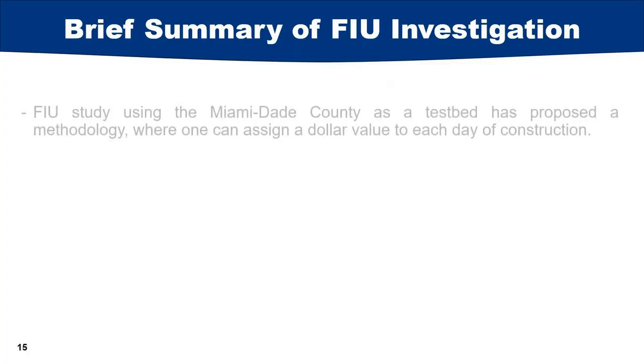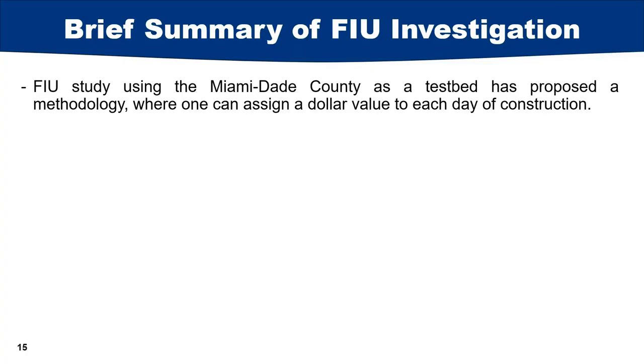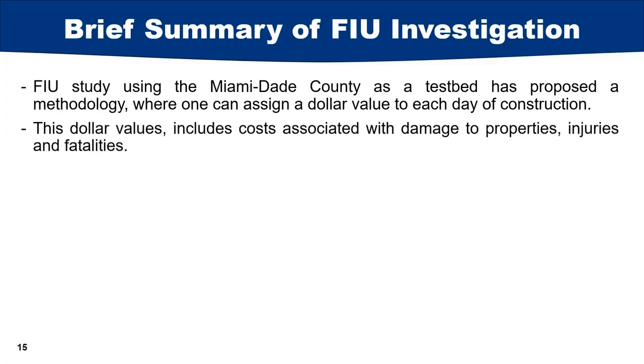Now, in order to develop this methodology, our group used Miami-Dade County as a test bed and proposed the methodology where you can assign a dollar value to safety, and I will provide you with one example to show what I mean by that. This dollar value that's associated with the safety aspect of the ABC really includes the cost of damage to properties, the cost of the injuries, and the cost of the fatalities. So by that I mean collecting all the hazards, translating them into a dollar value, and then saying, okay, if you use ABC, this is how much you will save, because of how much you're going to prevent the injuries, accidents, and fatalities.